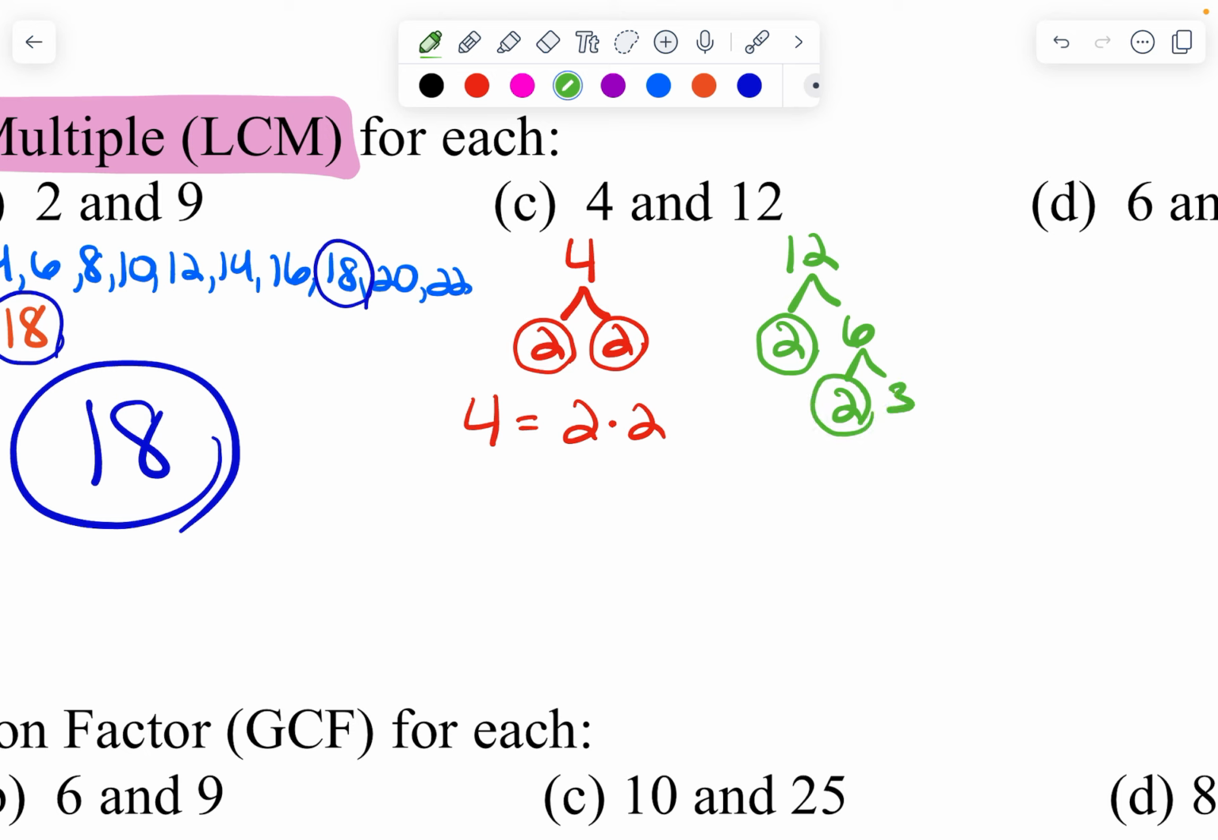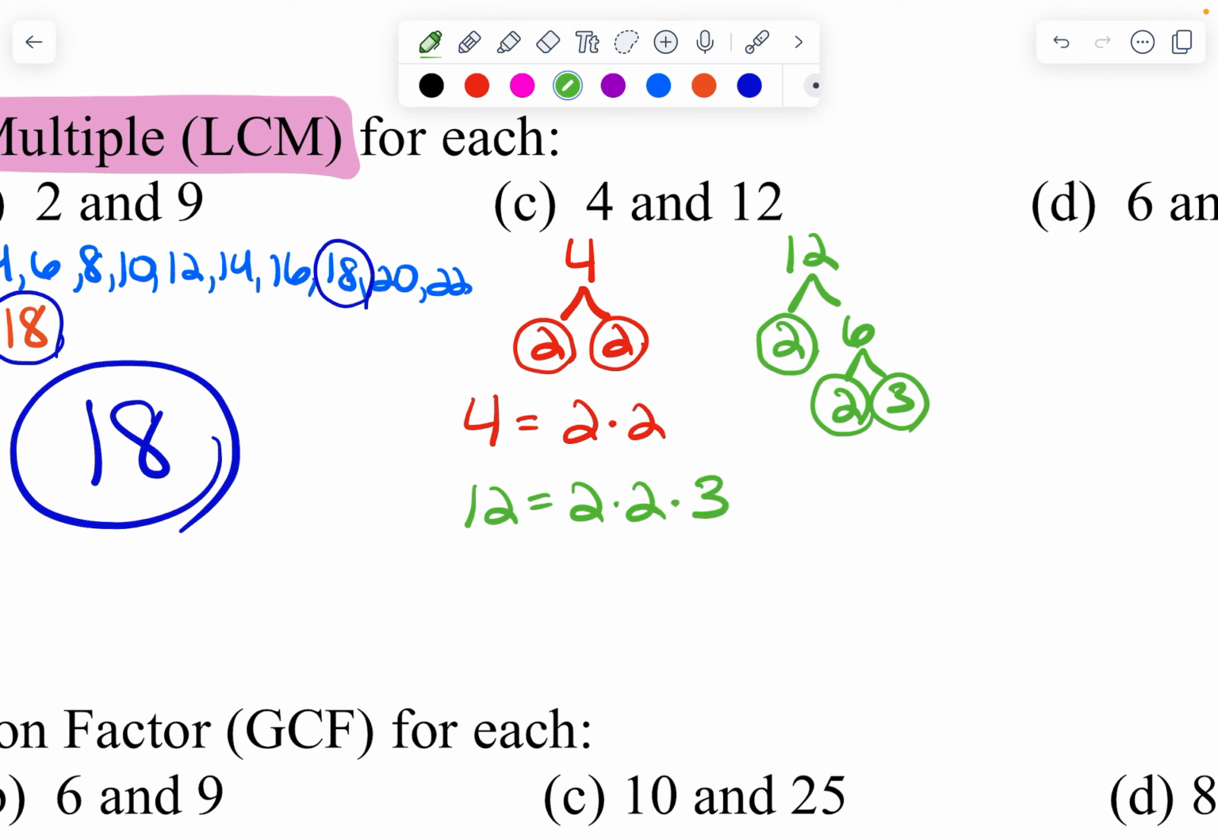Well, I already know 2 is a prime number. If I try and branch off of 3, that would be 3 and 1. That's not helpful, so I'm going to go ahead and delete that. All right, so those are all prime numbers, which means 12 is equal to 2 times 2 times 3.